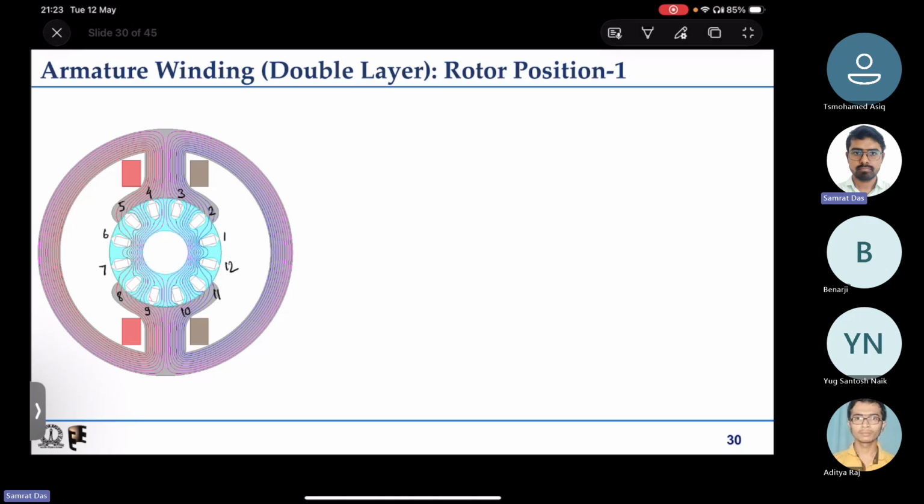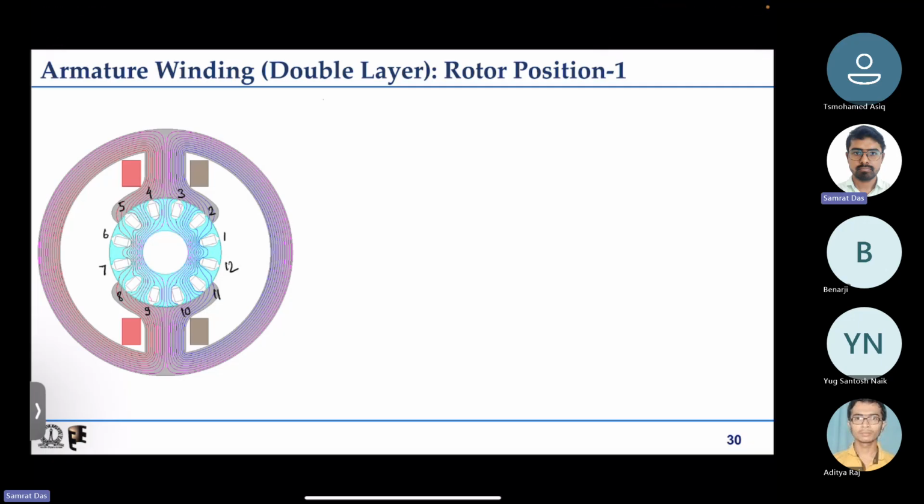So let us start with double layer winding. What do you mean by double layer winding? In double layer winding, there will be two conductors in each slot. So one coil side will be on the top of the slot, another coil side will be on the bottom of the slot.